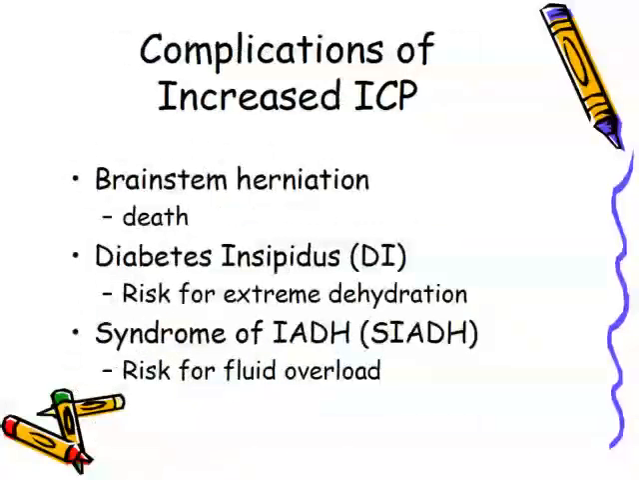Complications of increased ICP include brainstem herniation, which we talked about earlier. Due to pressure on areas of the brain, the patient may develop diabetes insipidus, and there's always risk for extreme dehydration with this disorder. Or the patient may develop syndrome of inappropriate ADH. With this syndrome, remember this was from the endocrine lecture, water is retained, and that can result in hyponatremia and expansion of the extracellular fluid volume.